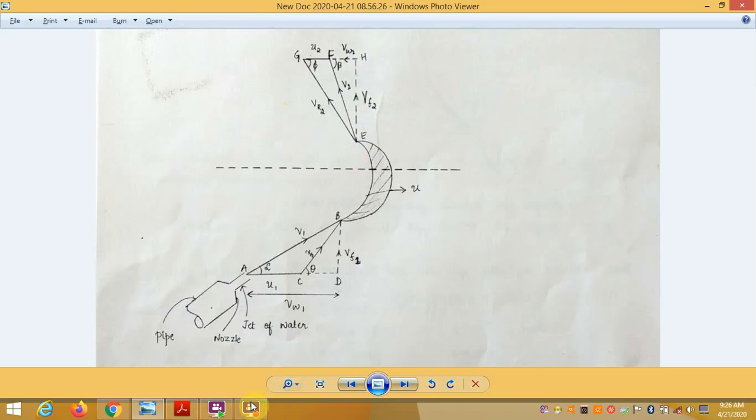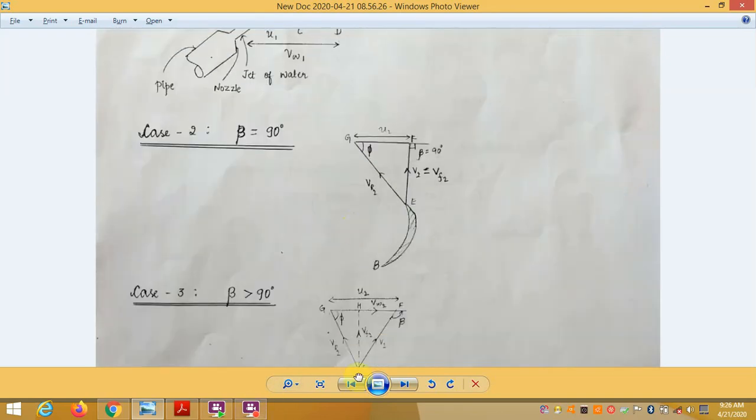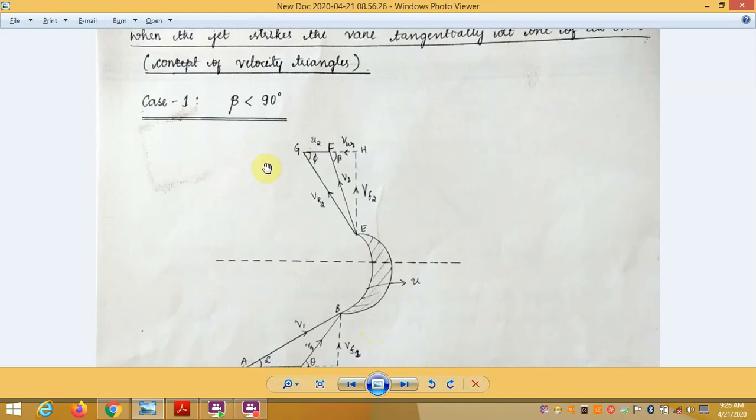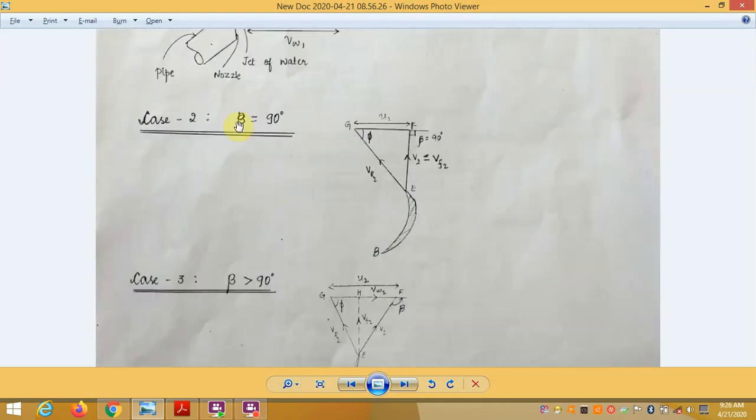Okay, then similarly we'll have, if this is the case when beta is less than 90 and this is the case when beta is equal to 90. Beta here is the angle made with the horizontal. So if it is equal to 90, then at the outlet V2 is equal to VF2, then this will be U2, then this will be VR2.